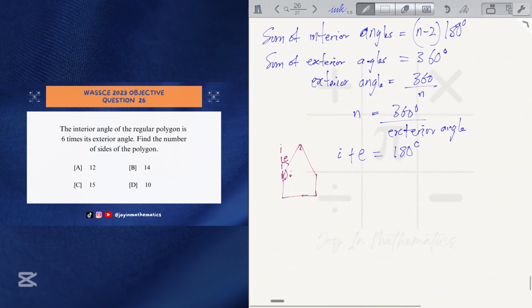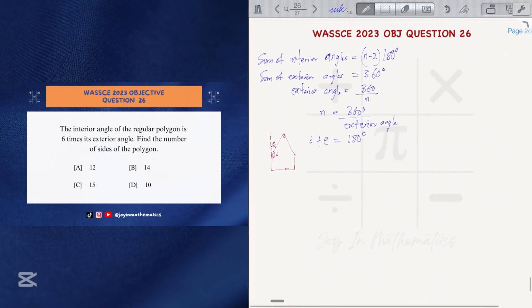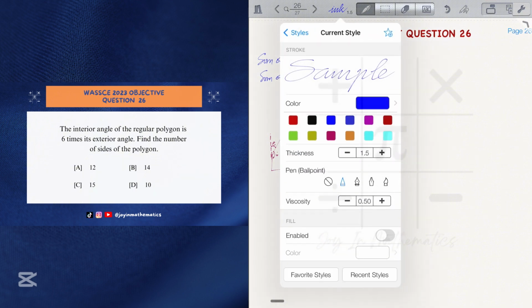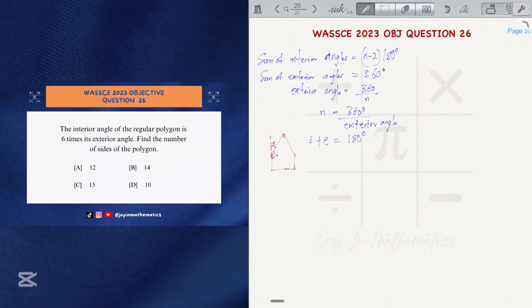Now let's go back to the question. The question says the interior angle of the regular polygon is 6 times its exterior angle. So let the interior angle be I, and let the exterior angle be E. Now, if the interior is 6 times the exterior angle, we're saying that I is equal to 6E.